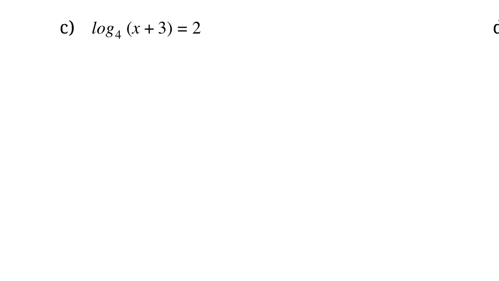So this next question, we can write this in exponential form, right? We can just rearrange the log into exponential form because we know what this means. 4 to the power of 2 is going to give us x plus 3, right? That's using our circular rule. 4 to the power of 2 equals x plus 3. There we go. That's pretty straightforward.